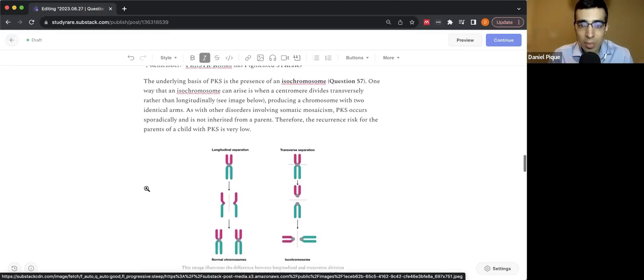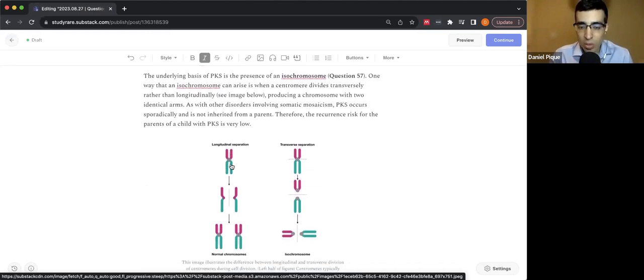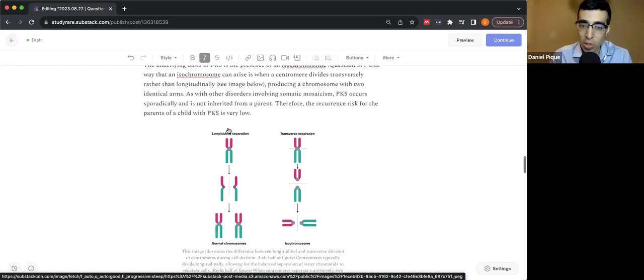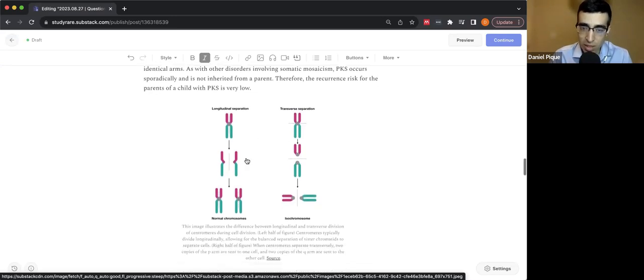So typically when chromosomes undergo division during mitosis or meiosis, the centromere undergoes what's called longitudinal separation. And that's illustrated here on the left half of this figure. So essentially the centromere divides, in this case, longitudinally. The two halves of genetic material, the two sister chromatids, separate into separate cells, and we end up getting a balanced set of daughter cells with a balanced set of genetic material.